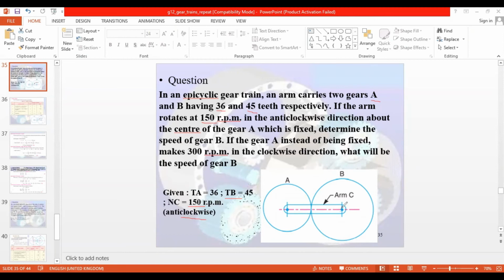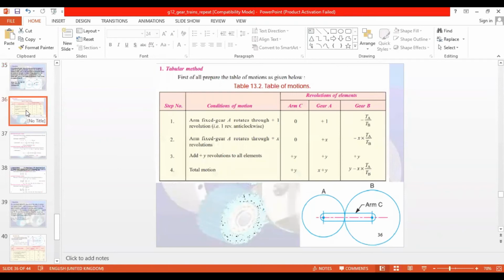So now this link is going to rotate like this, and this is fixed. A is fixed, so NA is going to be zero. The question asked is, when this is fixed, what would be the speed of B? Second question, when this is moving with 300 rpm, what would be the speed of B? So this is the question. We'll now see how to solve this. First we'll solve with the tabular method, and then we will solve with the algebraic method. We'll solve by both methods.